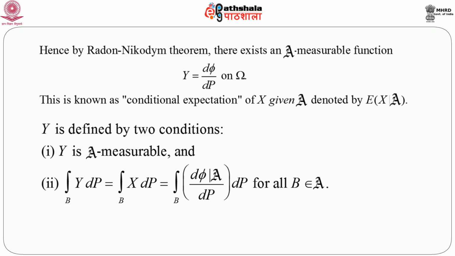Now Y basically is defined by two conditions. First condition is that Y must be script A measurable, and the second condition is that the integral of Y dP over B is the same as the integral over B of X dP. Now we can write this as the integral over B of d phi given A with respect to dP, into dP, and this is true for all B belonging to script A. So this Y is defined by these two conditions.